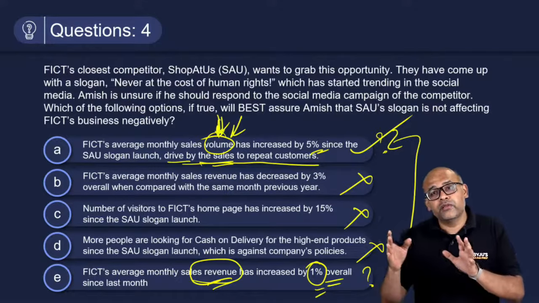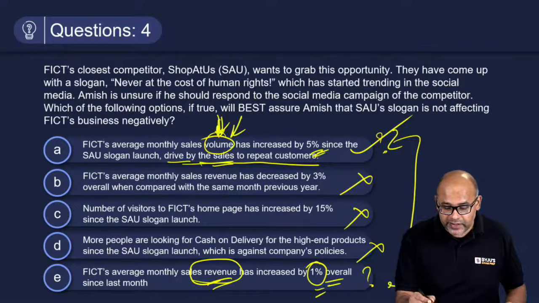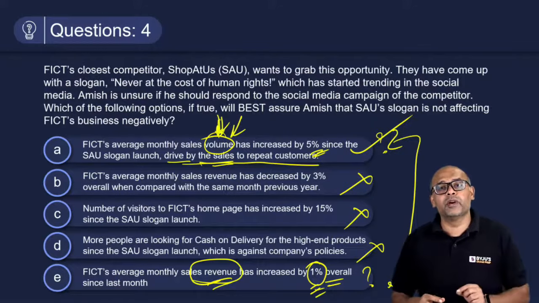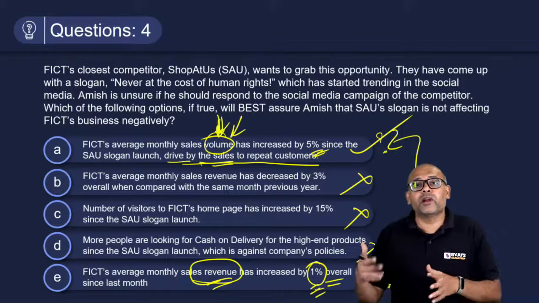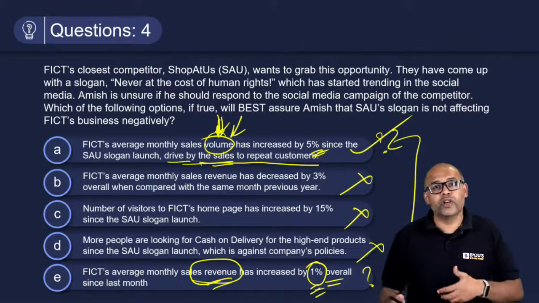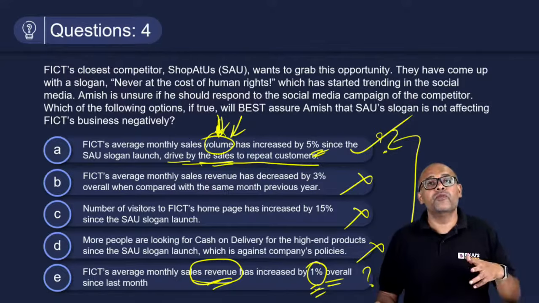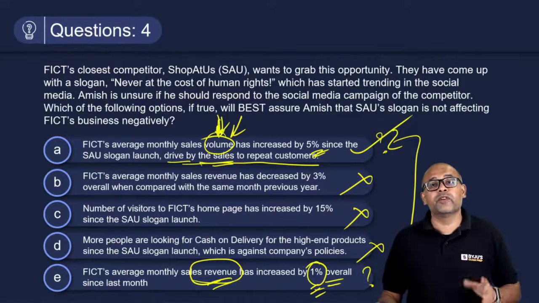Also, that's why I said, if you leave all that, just look at the percentages. 1 is a very small number and you can attribute that 1% increase to anything. It could be a random chance also. It's not a big enough number for you to worry about.